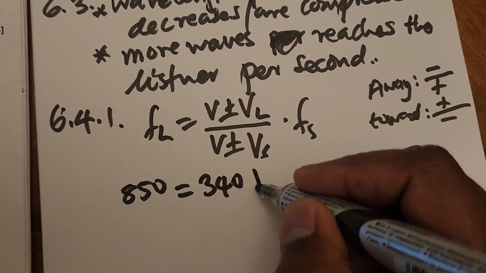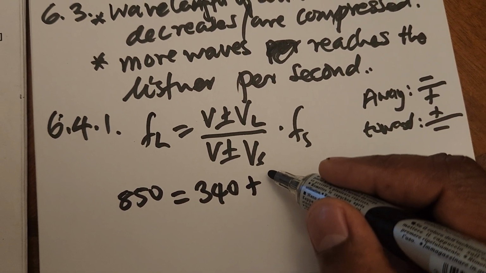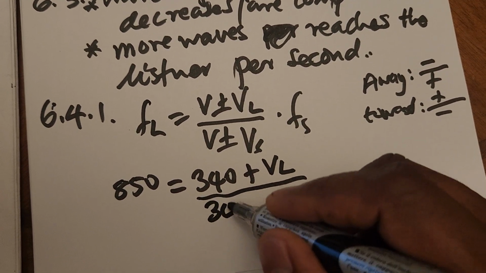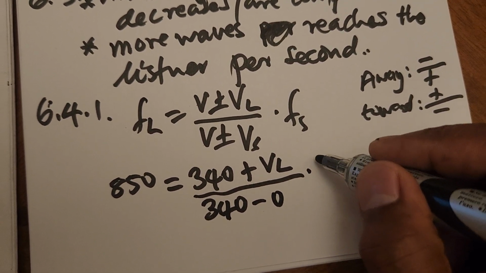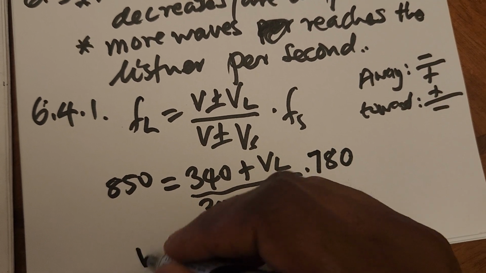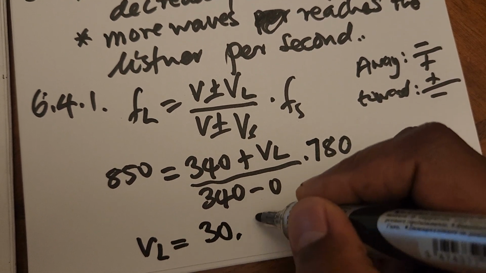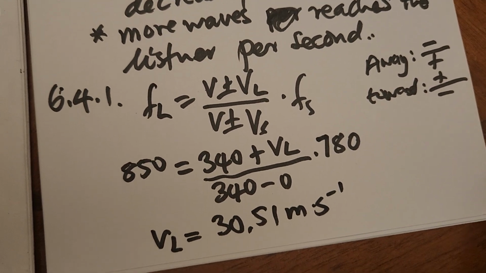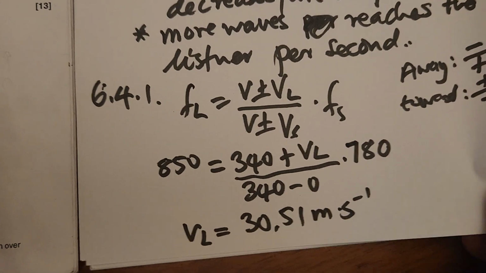Because it's towards, we'll start with the positive. The listener is moving, we are calculating that speed, so it will be vL divided by 340 minus 0, because the source is stationary, multiplied by 780. Then from here, if you use your calculation very well, you find that vL equals 30.51 meters per second. You get 5 marks there. Very simple, clear calculation.